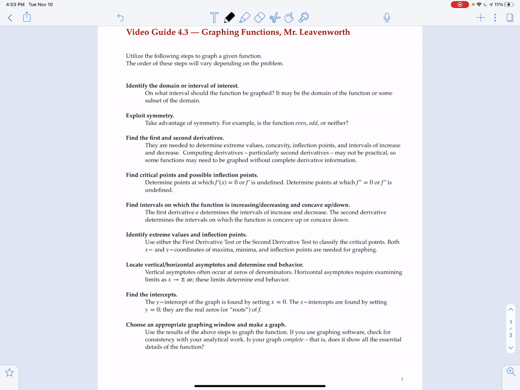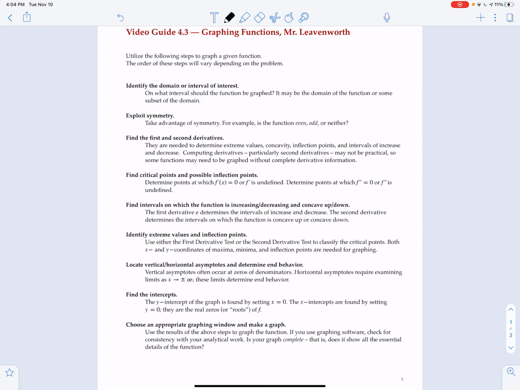Before we get there, I wanted you to be aware of these 9 different things that we should always be considering when we look at a function. We're talking anywhere from domain, symmetry, is the function even or odd? We're definitely going to look at derivatives. We're going to look at critical points or maybe even inflection points, increasing, decreasing, concave up, concave down, all of those things. And then back to the traditional algebra 2 and pre-calc stuff: local minima, local maxima, horizontal, vertical, maybe even oblique asymptotes. And then, of course, the intercepts often come into play. Sometimes they do and sometimes they don't.